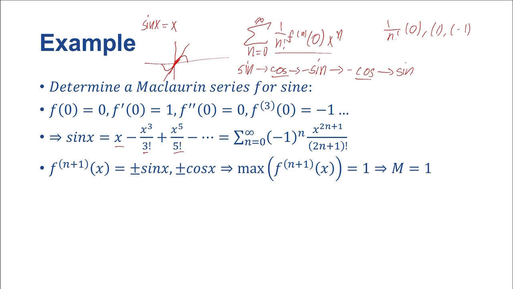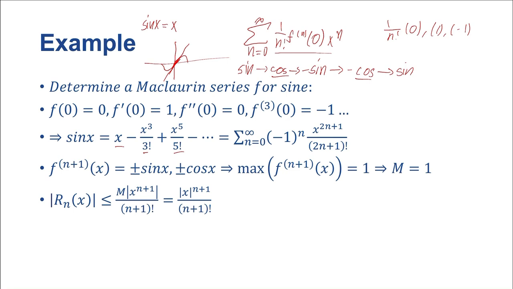So we take the maximum to verify that we're getting the most accurate version. So the maximum of the n plus 1 derivative of f is equal to 1. Thus our m value is equal to 1. So we can plug this into the remainder formula. The nth remainder of x is less than or equal to m times absolute value of x to the n plus 1 over n plus 1 factorial. And of course, we can set m equal to 1 and pull the n plus 1 out.